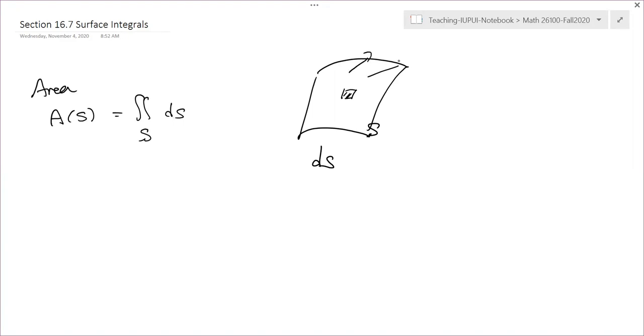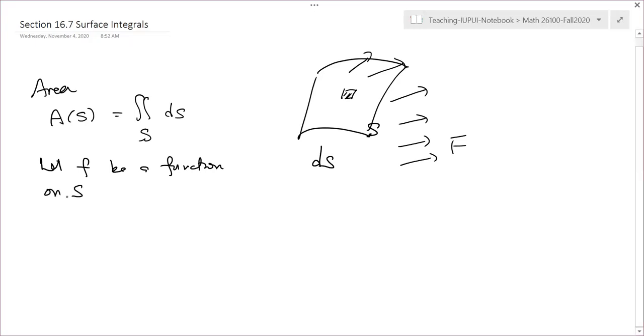And if there is a vector field in the space, how can we define an integral involving the vector field? To do that, we have to define the integral of a function on a surface. So let f be a function on the surface, which means it has a value at every point, such as a temperature function over the Earth. At every point you can tell the temperature. So you get a temperature function on the Earth.